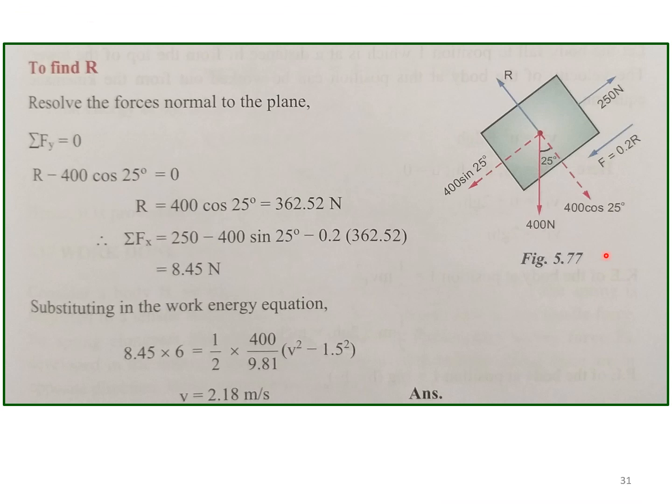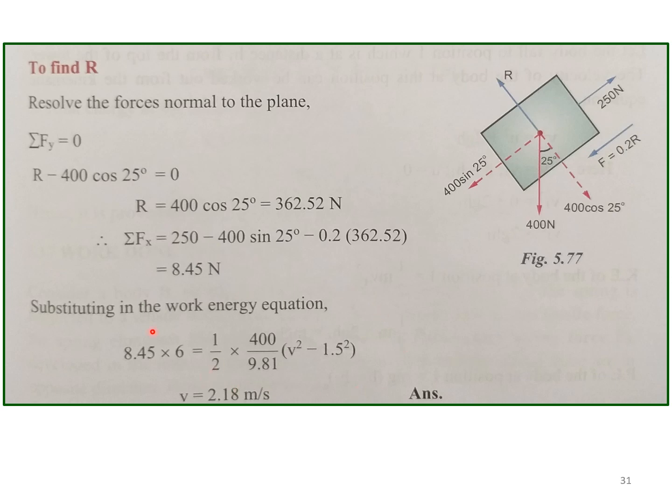Now in order to get the normal reaction, we resolve the forces normal to the plane. When you resolve the forces normal to the plane, we get R minus 400 cos 25 equal to 0. From this we get the R value. Then again we substitute back this R value in the net force in the direction of the motion to get the net force as 8.45 Newton.